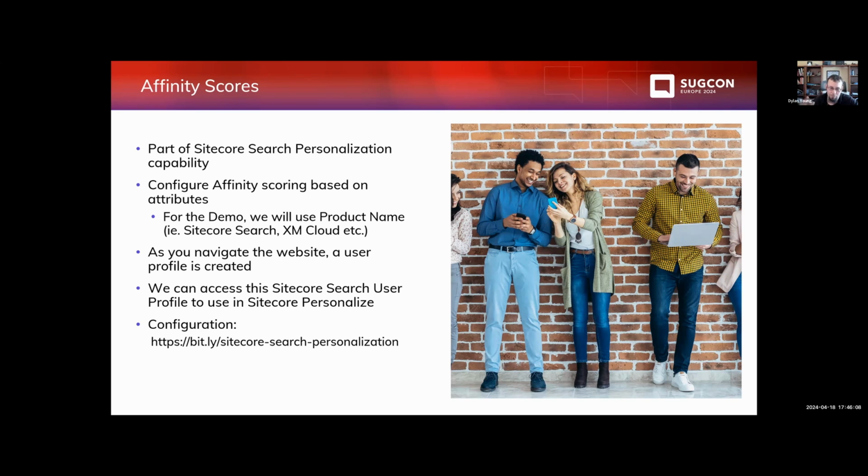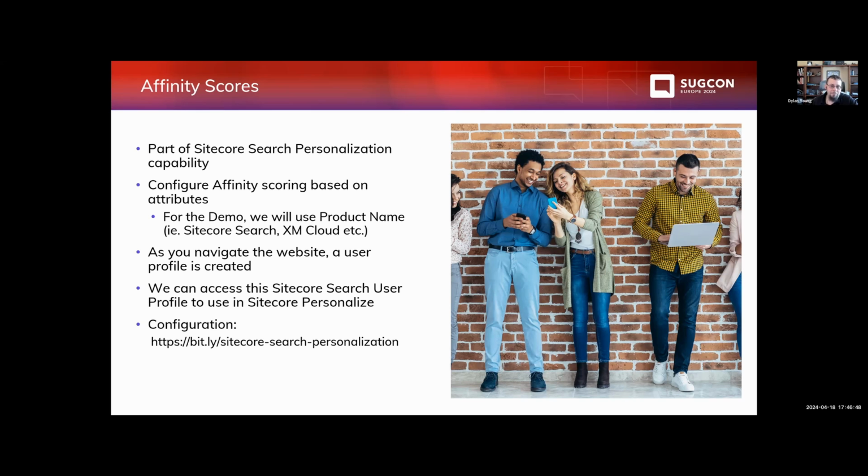What you score or how you assign these attributes is up to you. It's based on the attributes that you have inside your search results. So for our use case, we are using this search tenant that's tied to the developer portal. In our case, we're using product name. So as somebody navigates the site, the content that's stored inside our search index is going to be tied to Sitecore Search, XM Cloud, maybe CDP, etc.